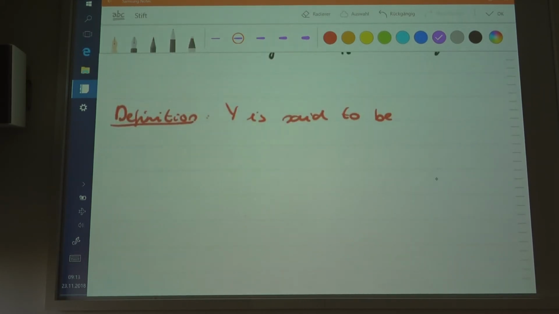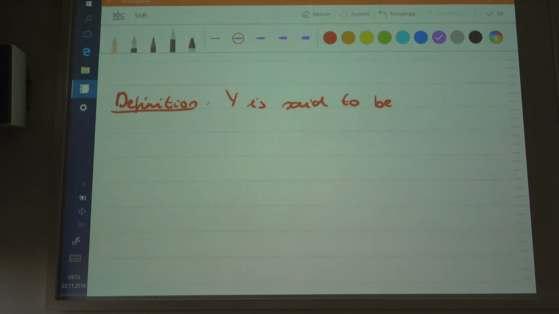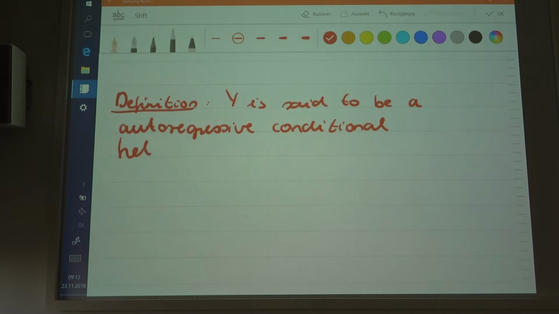Now, the next one is about the autoregressive conditional heteroskedasticity. This is why y is said to be an autoregressive conditional heteroskedastic process.